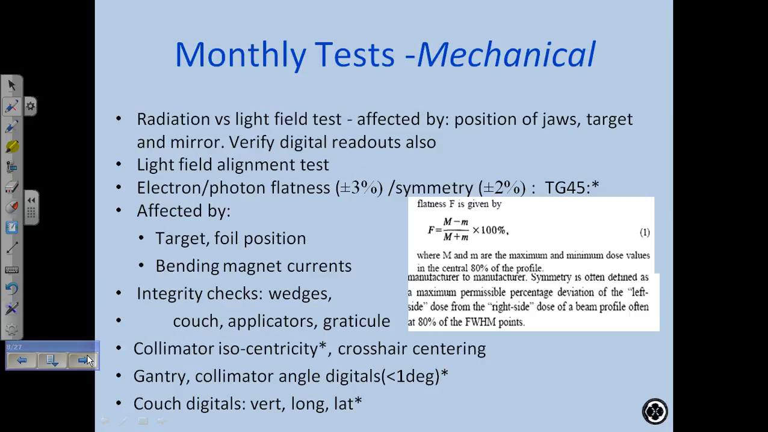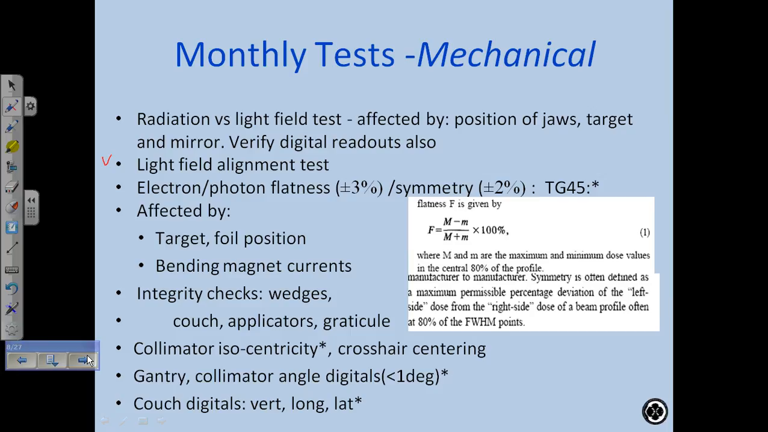Okay, monthly test mechanical. So those are some of the output tests. And this one's mechanical. Radiation versus light field tests. You guys have all done that. Position of jaws, target and mirror, verified digital readouts also. Light field alignment test. We don't do this one too often. I like to do this test. And this test here is done.